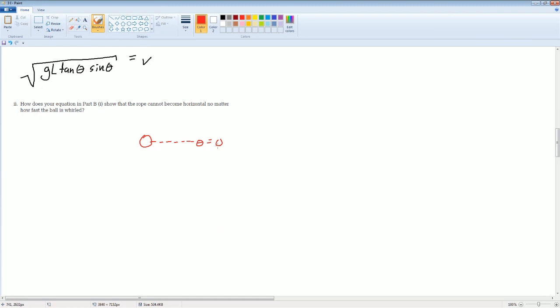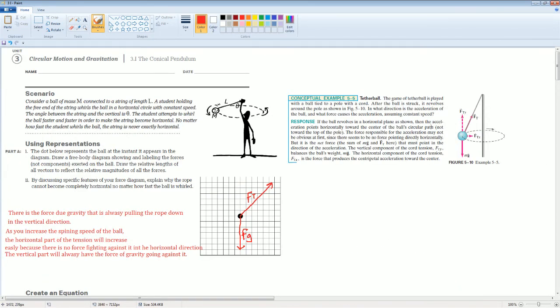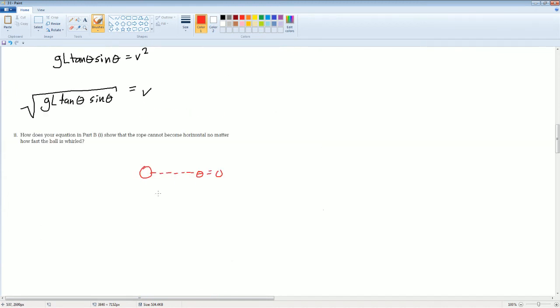Does that make sense? Wait, hold on. How is the equation in part B showing the rope cannot be horizontal no matter what? Hold on, let me see. What do they mean by horizontal? Does that mean when it's 90 degrees? No, oh, okay. This is what they're referring to. They want the rope to be completely horizontal here. So they want this angle here to be 90 degrees. That's what they mean.